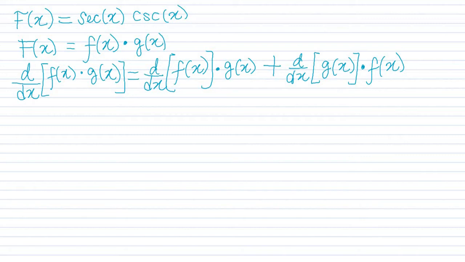So today we're going to be doing episode 13 of applying product rule to trigonometric functions. And as you can see, the 13th question in this series is secant x multiplied by cosecant x.